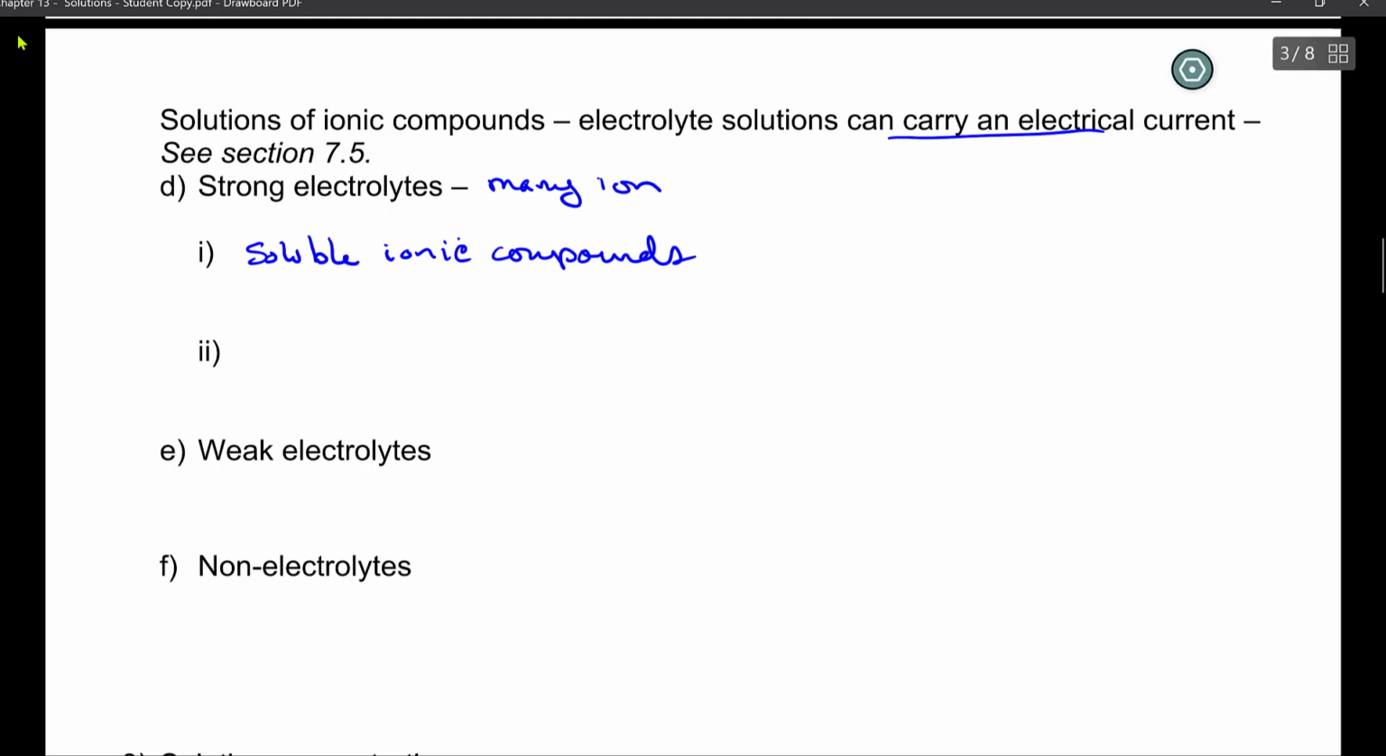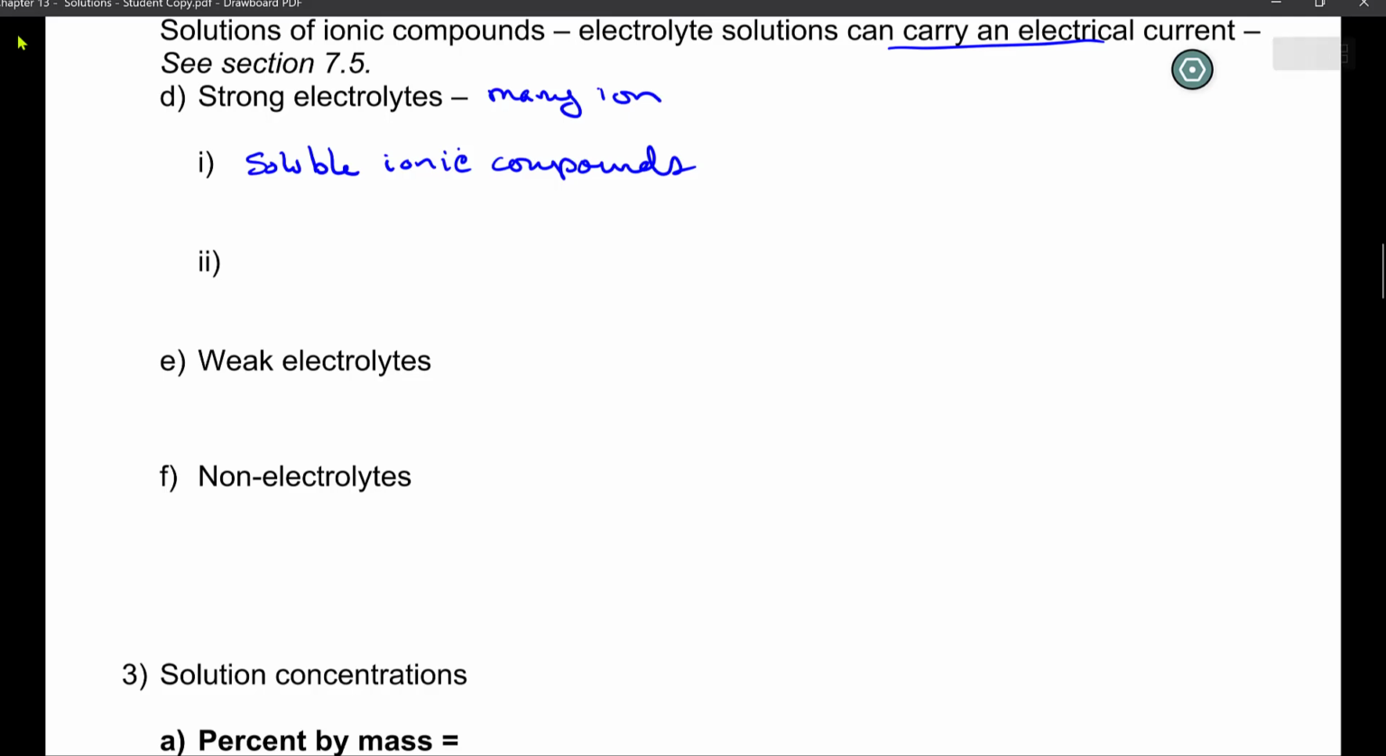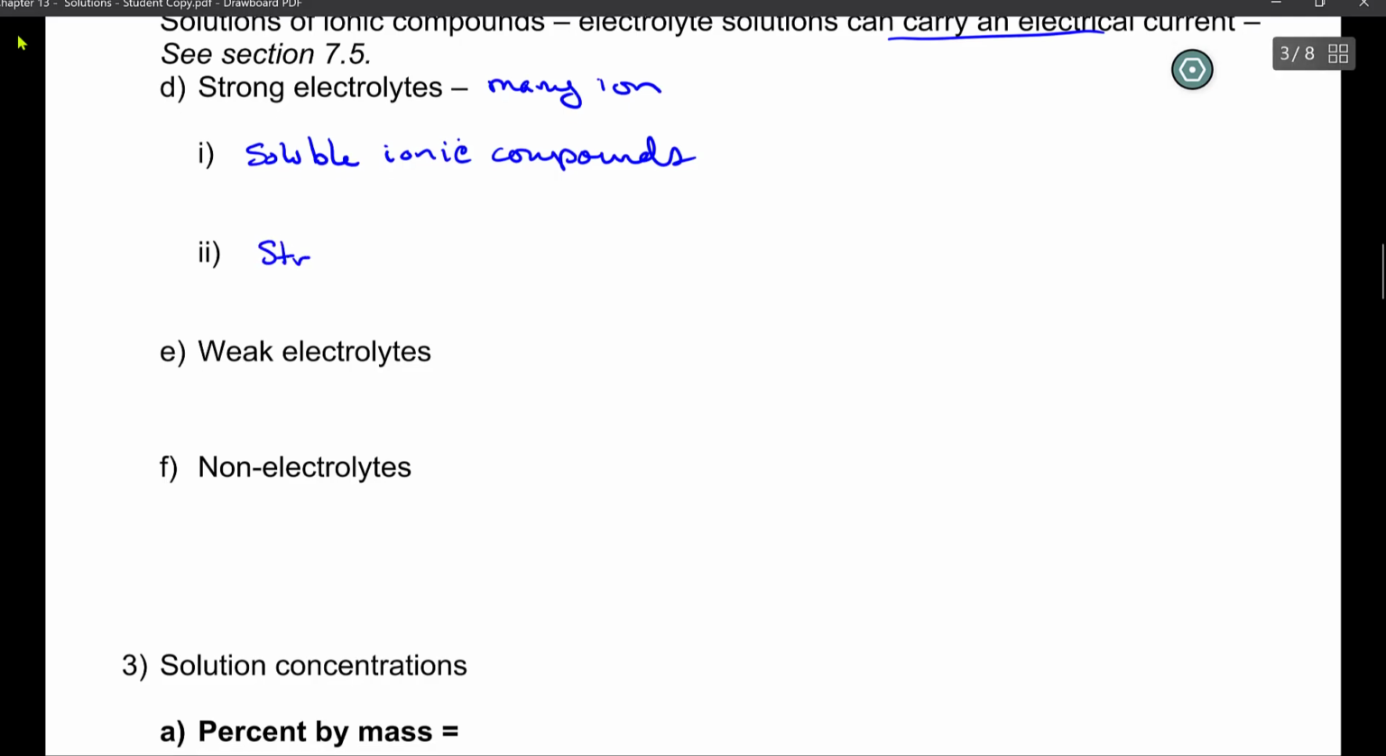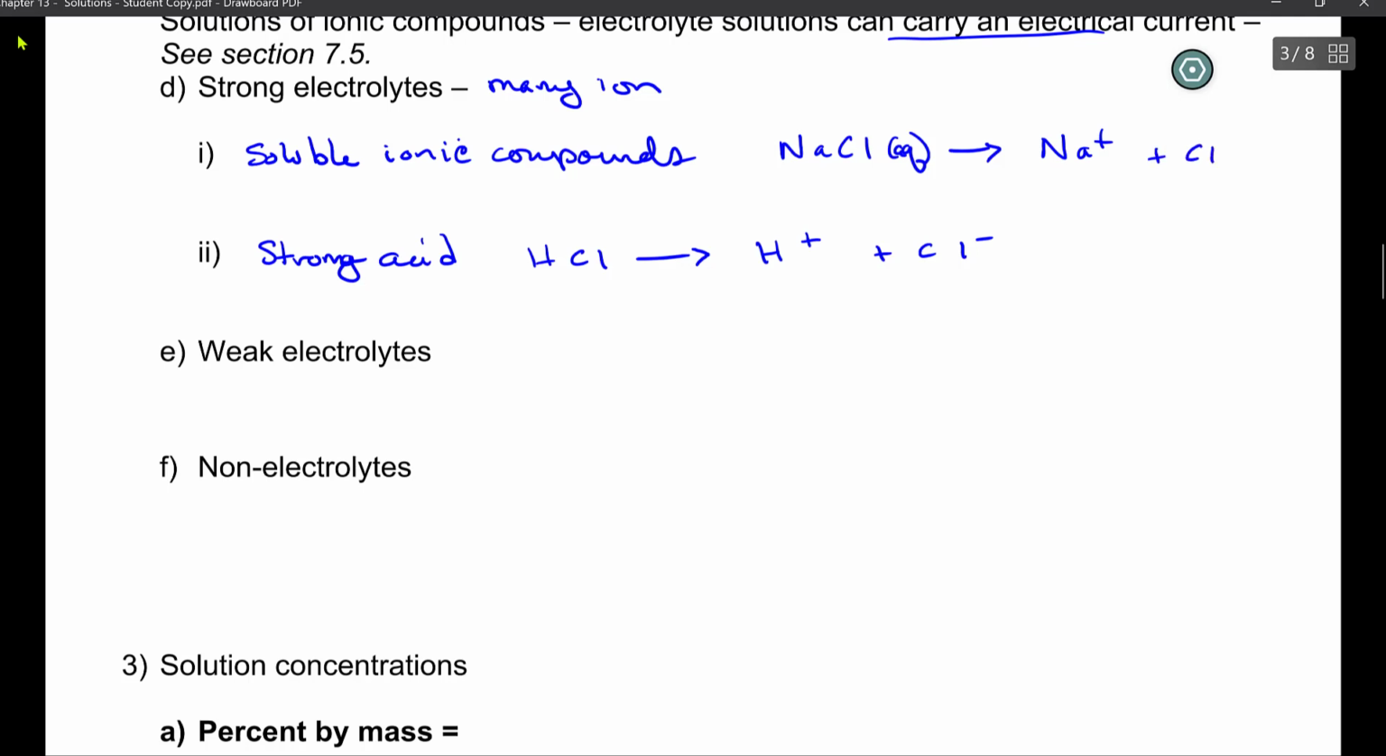Now, we also have strong acids that are part of the group of compounds that are strong electrolytes. For example, if I have HCl and I put that into water, that forms H plus and Cl minus, just like if I took sodium chloride aqueous and looked at what it actually was, it's actually sodium ions and chloride ions like that.